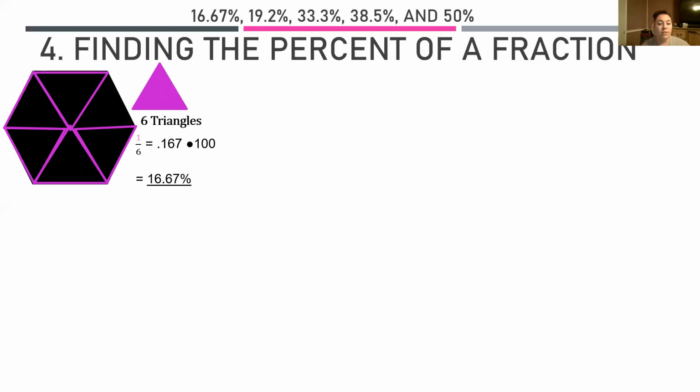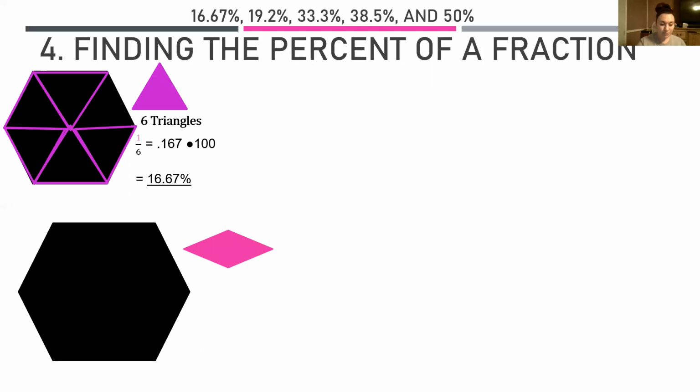So that triangle is 1/6. So 1 divided by 6 is 0.167, and then you multiply that by 100, and that gives you 16.67. So the fraction is 1/6, but when you multiply it by your 100, you get 16.67%. So that is your percentage of the one triangle inside the hexagon.